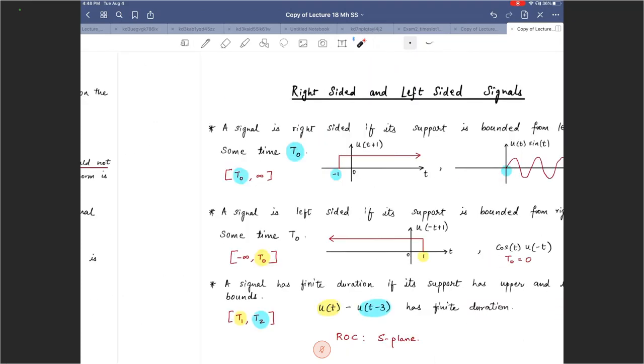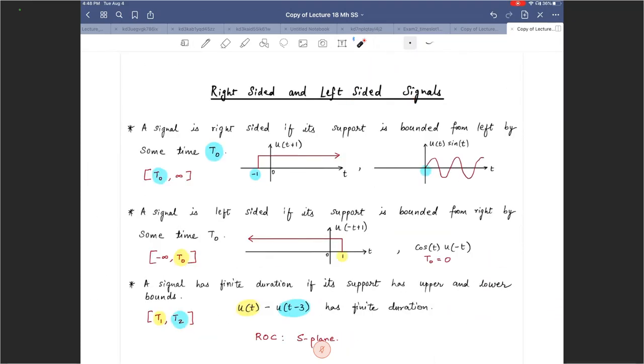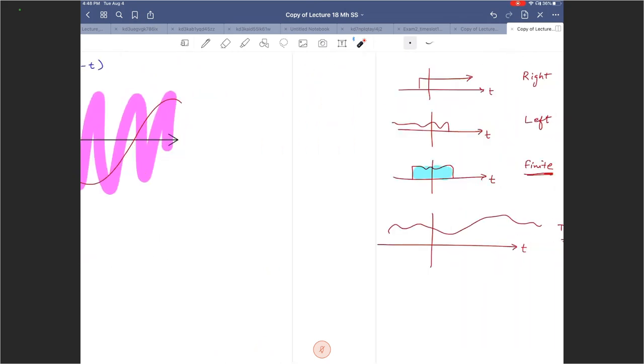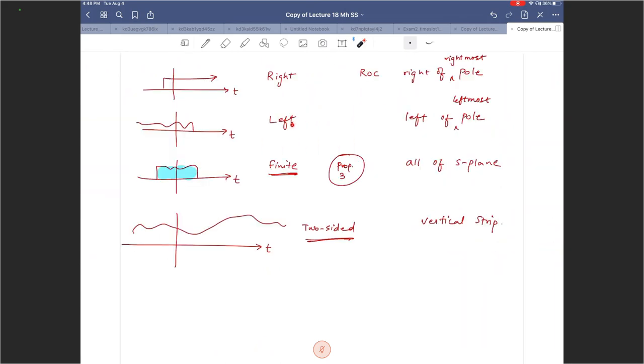We looked at the definition of right-handed and left-handed signals, a finite duration signal, and a two-sided signal. We also looked at how their regions of convergence look in the S-plane. So for example, for a right-handed signal, we saw that the region of convergence should be to the right of the rightmost pole. Similarly, for the left-sided signal, the region of convergence should be to the left of the leftmost pole. For a finite duration signal, it should be all of S-plane.